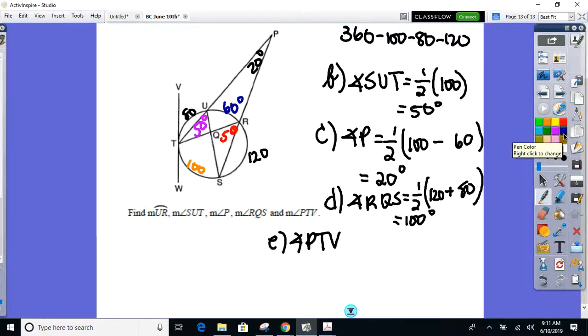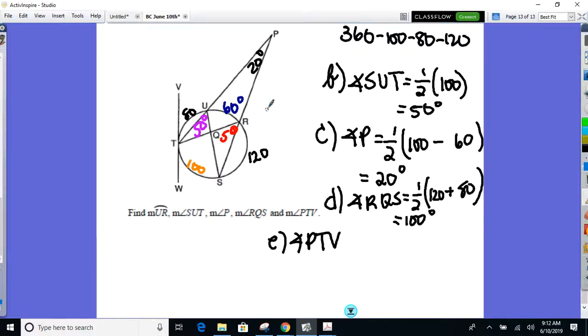Okay, ready? What is PT? What is that line segment called? PT. That's a secant, right? And this is a tangent. Secant, well, you could kind of call it part of a chord. Never mind, you guys are going to be right.